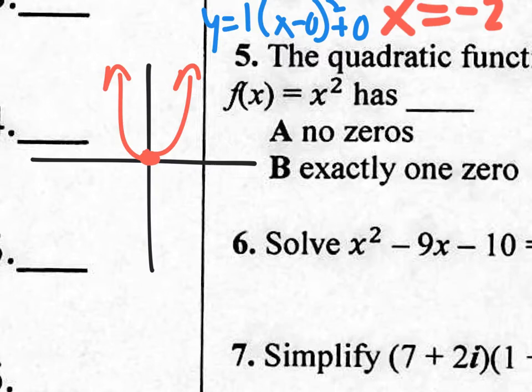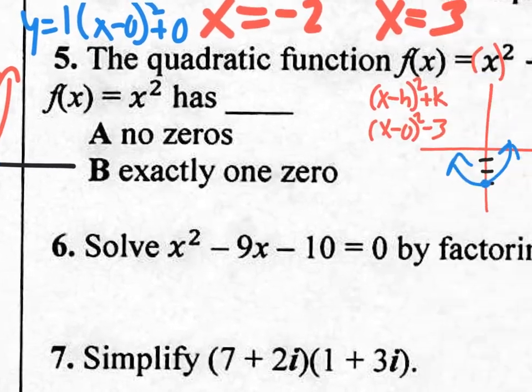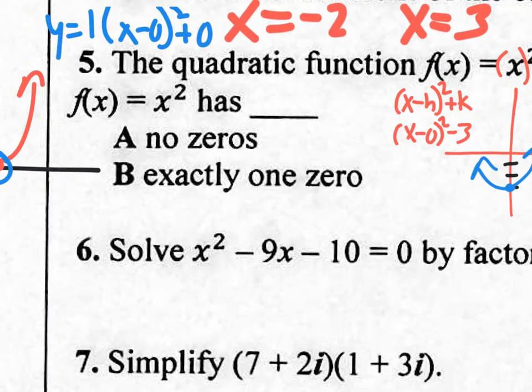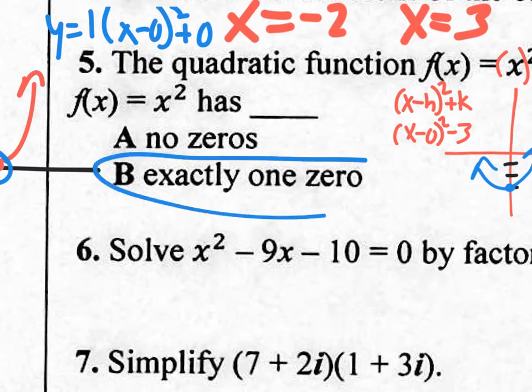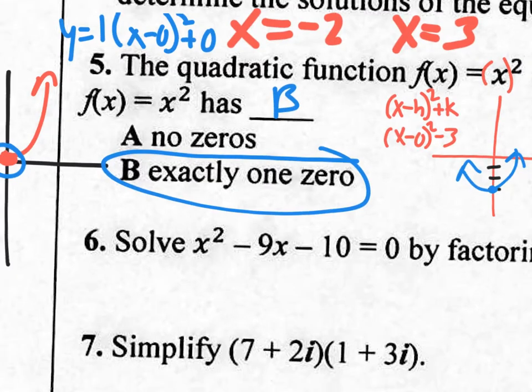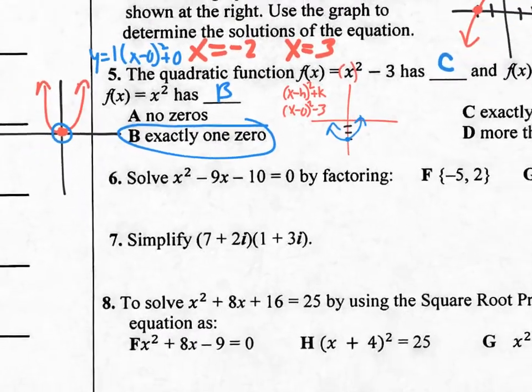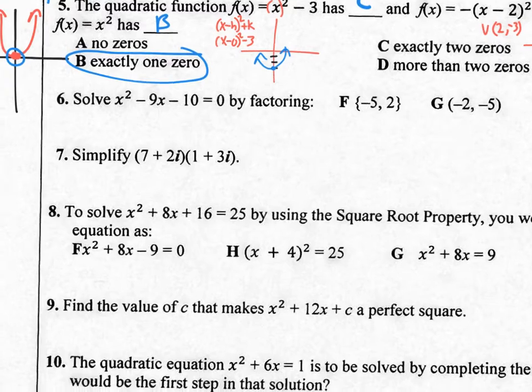And how many times does that cross the x-axis? Oh, it has 1 x-intercept. It only touches it at one point. So if it only has 1 x-intercept, then it has only 1 real zero. It has exactly only 1 zero, so that's a B right there for that one. I hope that one made sense. There's only one of those on number 5 tomorrow on the test.